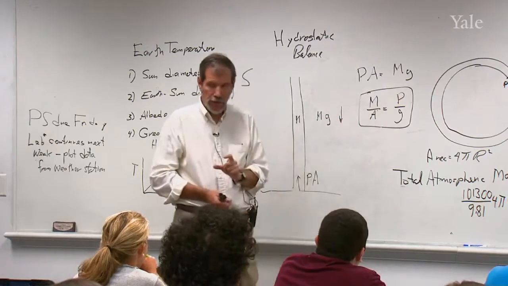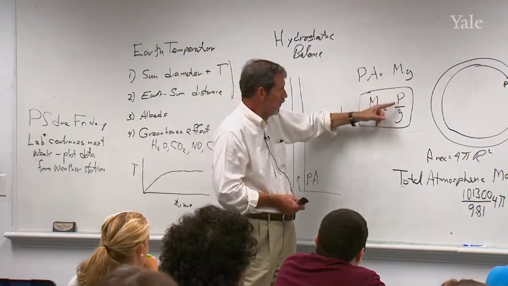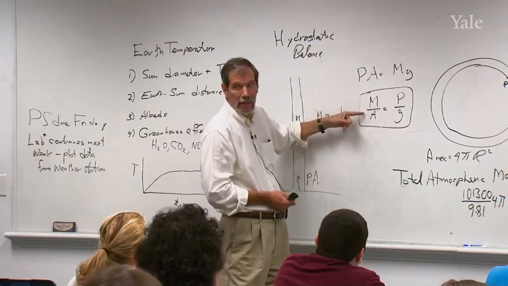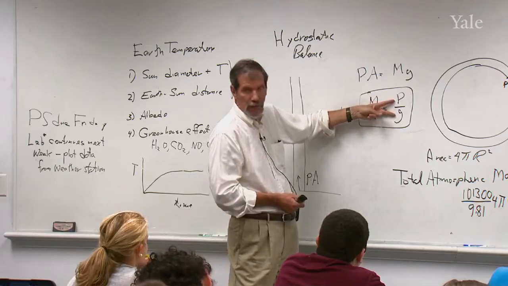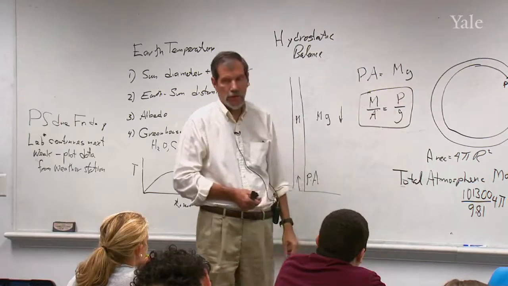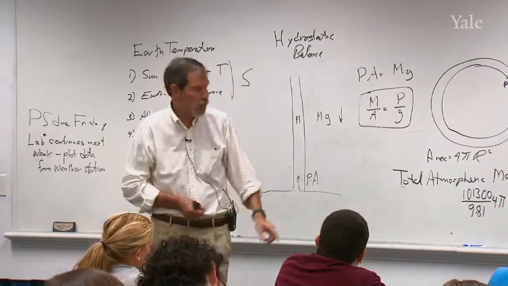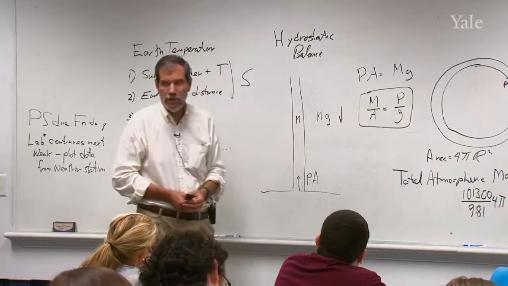And now leave an inch in your notes and work out these units. This should have the same units as that. This one is obvious, kilograms per square meter. This one's not so obvious. You're going to have to remember what the units for pressure are and for g and work that out to see if the units check on that.